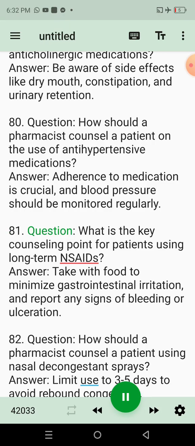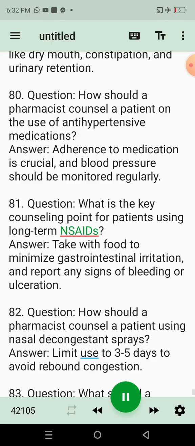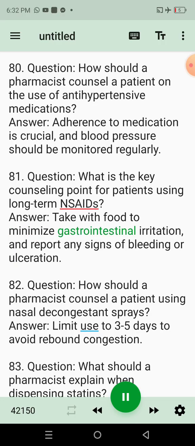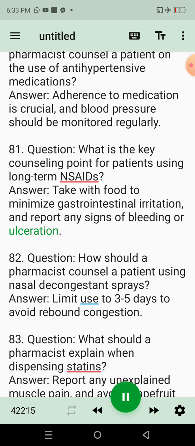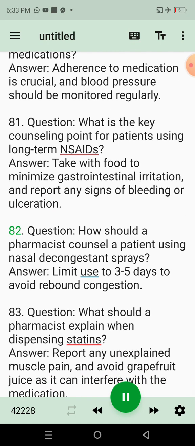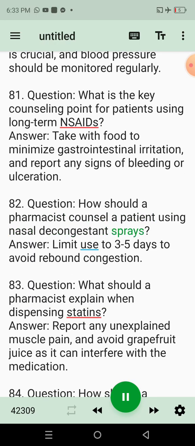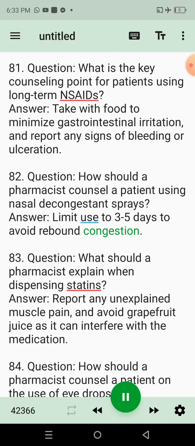81. Question. What is the key counseling point for patients using long-term NSAIDs? Answer. Take with food to minimize gastrointestinal irritation, and report any signs of bleeding or ulceration. 82. Question. How should a pharmacist counsel a patient using nasal decongestant sprays? Answer. Limit use to 3 to 5 days to avoid rebound congestion.